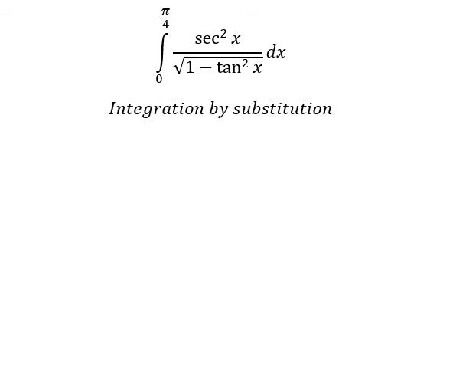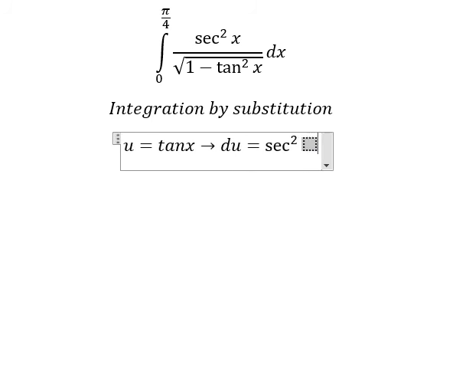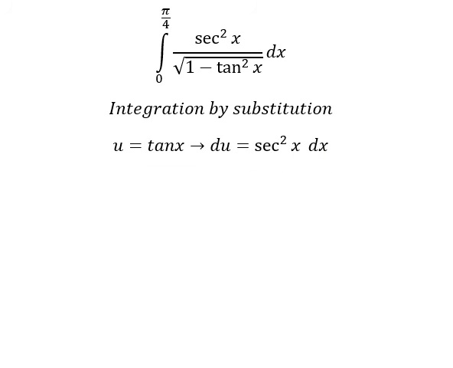So I will put u equals tan s. Later we take the first derivative of both sides. We have du equals secant squared of s ds. Next, we need to change the bounds.